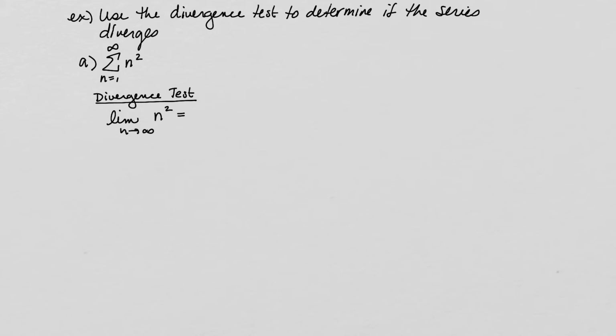And then, yeah, Sandra said that the limit as n approaches infinity of n squared is infinity, and infinity is not equal to 0. So the series diverges.